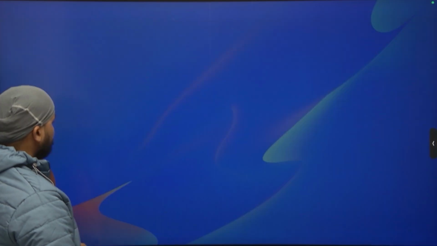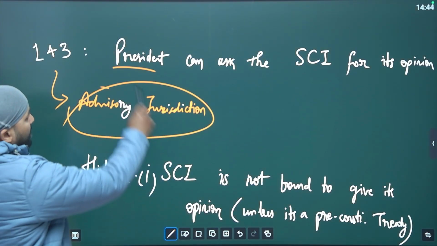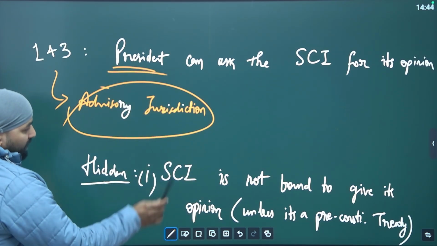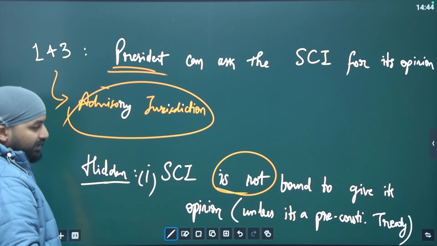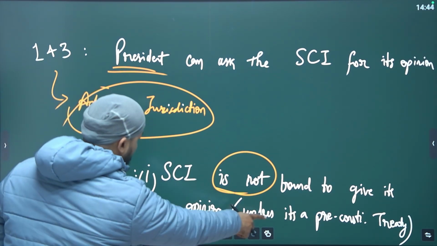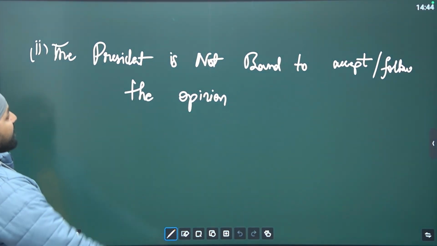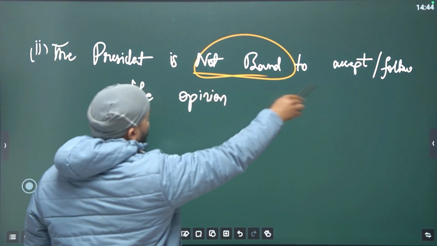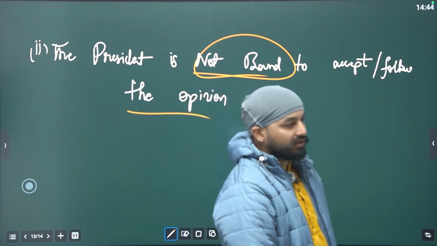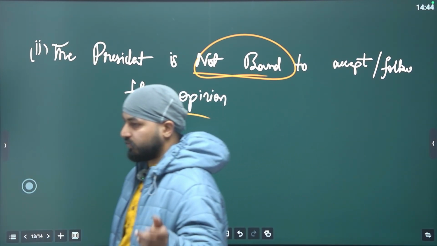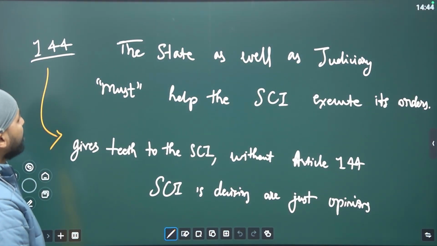This is the difference which I wanted to show you. This is often known as advisory jurisdiction. The president can ask for the opinion of the Supreme Court. One point is that the Supreme Court is not bound. They can clearly stay silent, unless it's a pre-constitution treaty. There is one more point. The president is not bound to accept or follow the opinion of the Supreme Court of India. This is just advisory. This is not a recommendation as in the case of the collegium system, etc.